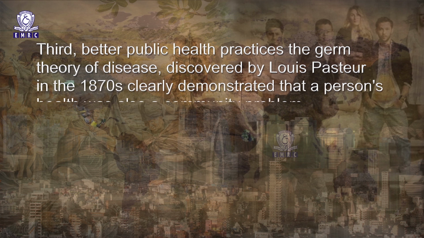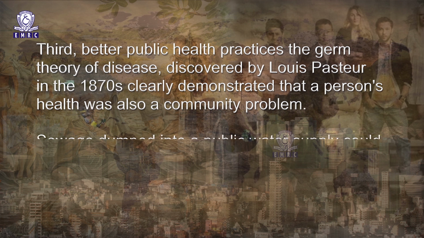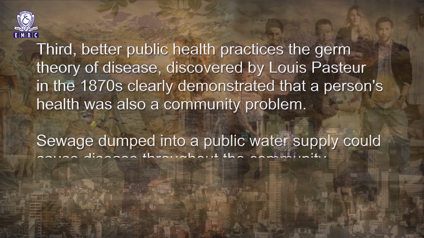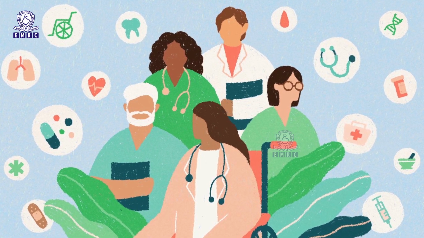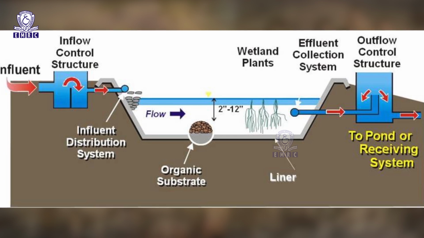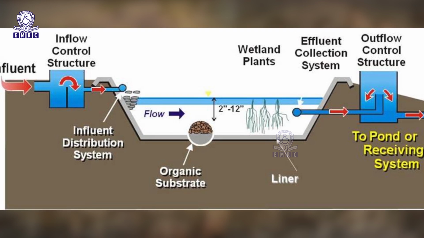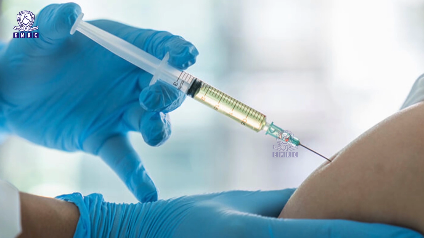The germ theory of disease discovered by Louis Pasteur in the 1870s clearly demonstrated that a person's health was also a community problem. Sewage dumped into a public water supply could cause disease throughout the community. With this understanding, the science of public health was born. Today's public health measures like waste treatment, water purification, vaccination and nutritional education are well developed in most developed countries.